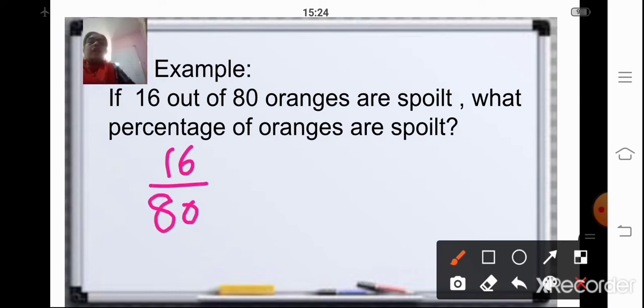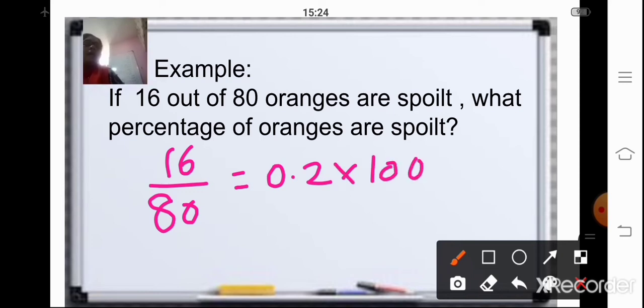So first what you can do is, you can divide this 16 by 80 and then multiply it by 100. Okay. So when you divide this 16 by 80, you will get the answer as 0.2. Now 0.2, to find the percentage, you will multiply it by 100. So that will give you, so place the decimal point. So your final answer is 20%.